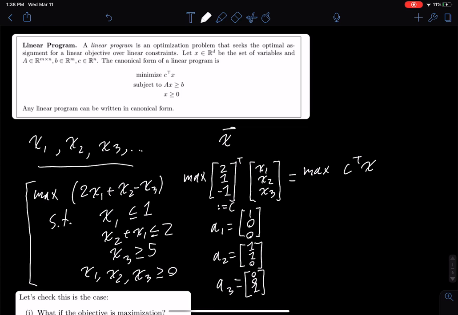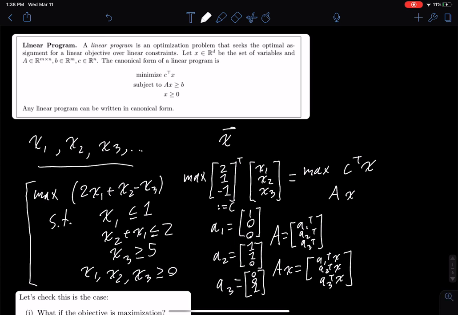By combining these vectors as the rows of a matrix A, defined to have a1 as its first row, a2 as its second row, and a3 as its third row, we can express all three constraints together just by saying Ax. We can note now that Ax is just going to be equal to a1 transpose x, a2 transpose x, a3 transpose x, is less than or equal to a vector representing the constant values in our constraints, 1, 2, 5, which we'll define as another vector b.